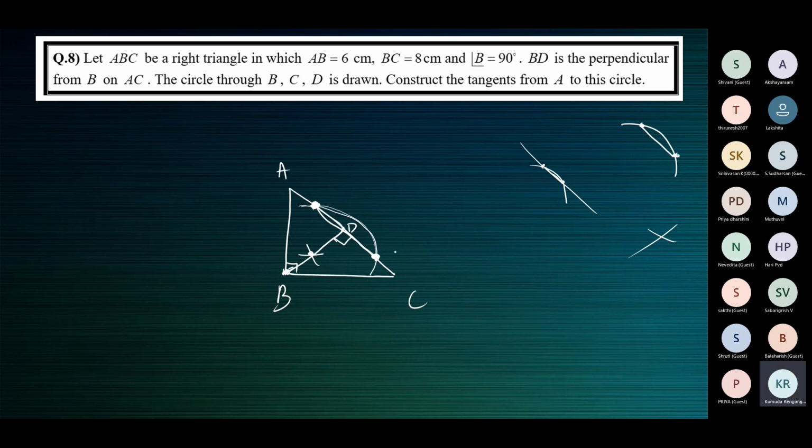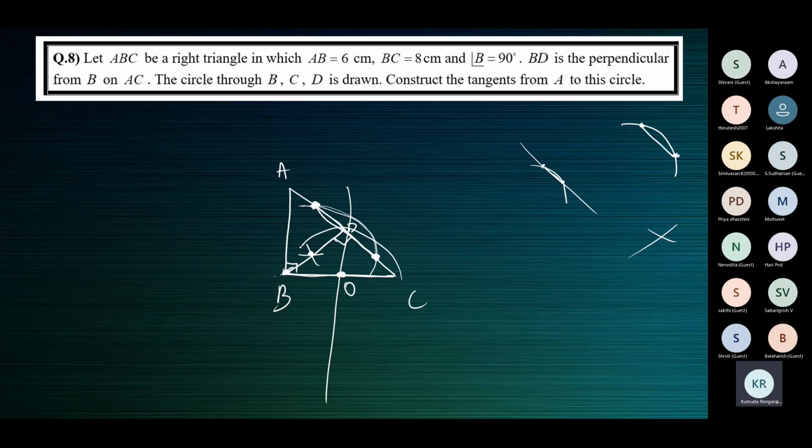Now next, to draw the circle passing through B, C and D. We know that BC should be the diameter. So on the diameter is the center of the circle. So we construct the perpendicular bisector of BC and we locate the center of the circle that is to be drawn. So this is O. So with OB or OC as radius, we draw the circle which will pass through B, C and D.